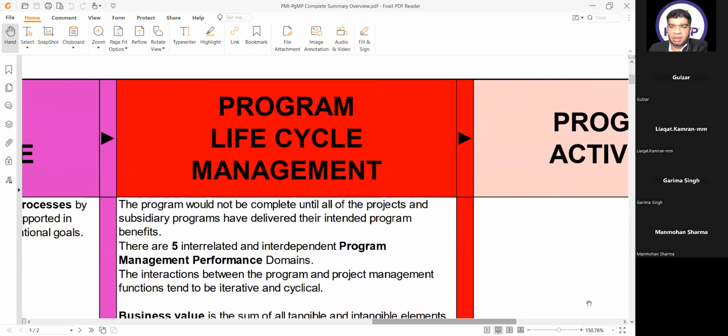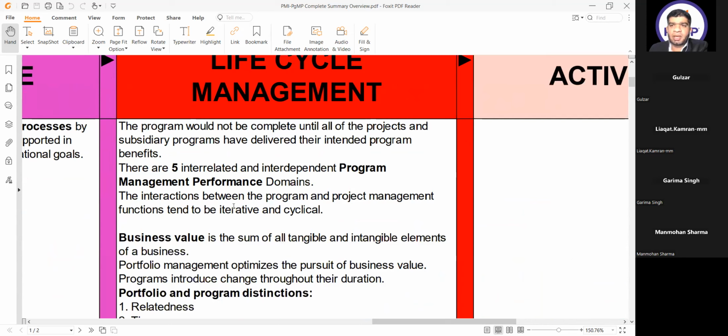So the last domain, program lifecycle management. I have included chapter number 1, chapter number 2, chapter number 7. These 3 chapters are covered in this lifecycle management, and also partly chapter number 8.